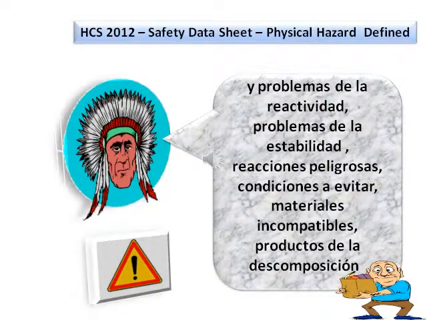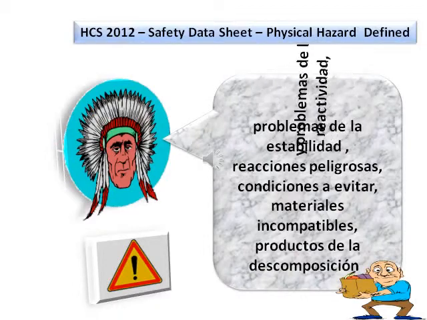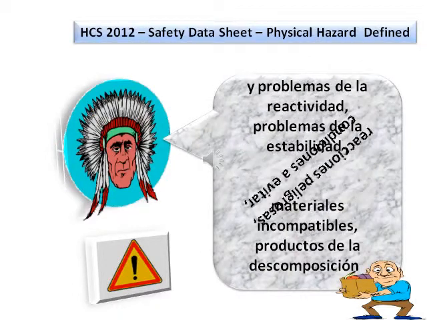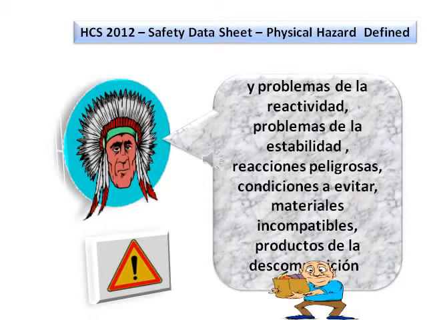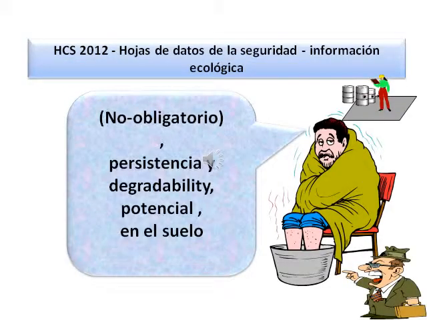Stability and reactivity issues, chemical stability issues, the possibility of hazardous reactions, conditions to avoid, incompatible materials, and hazardous decomposition products are discussed in the physical hazards section. The ecological information is non-mandatory, but discusses ecotoxicity, degradability, bioaccumulative potential, and the mobility in the soil.